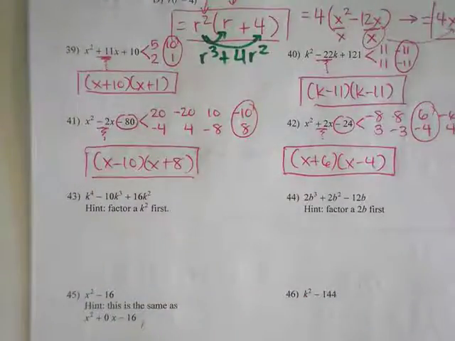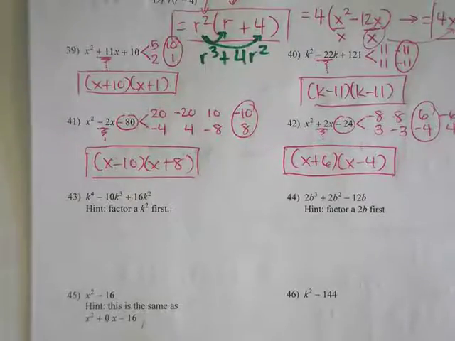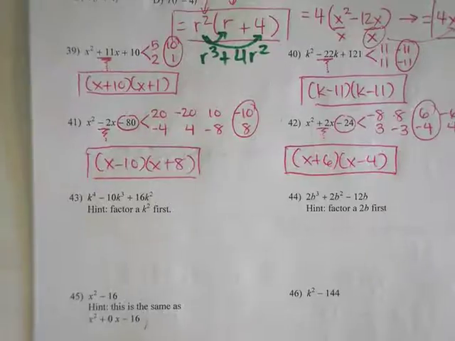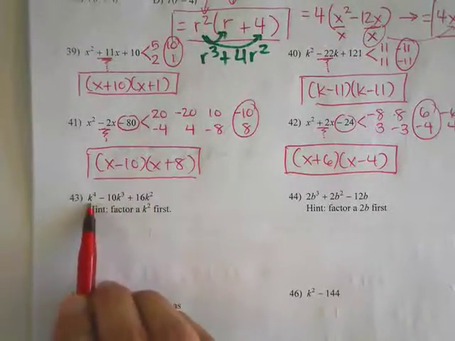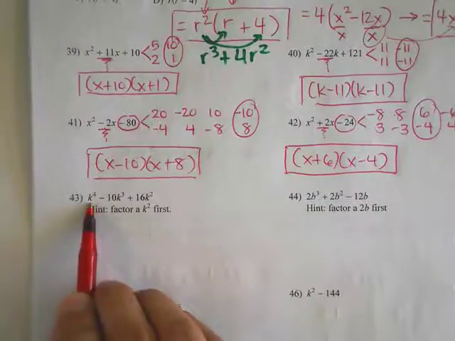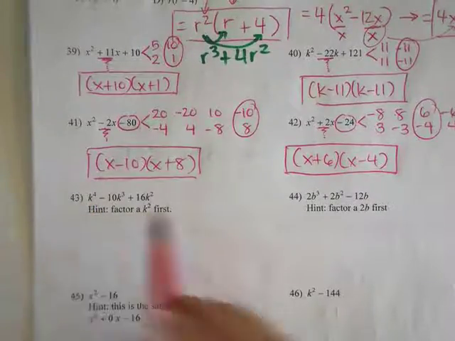Okay, the remaining problems are 43 and 44. Let's see if you can factor out a GCF first. My hint was there's 2 k's over here, there's 3 k's here, and there's 4 k's. Let's see if you can factor out 2k first.